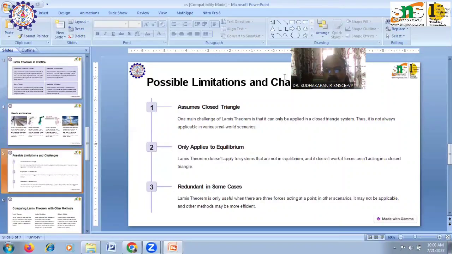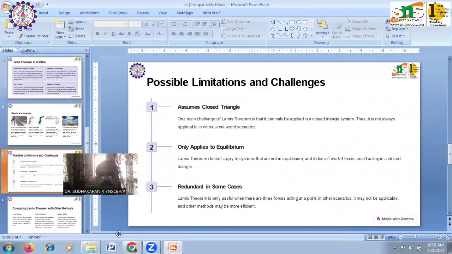Some of the possible challenges with Lami's theorem are that it assumes a closed triangle, so it can be applied only in the case of a closed triangle. Thus, it is not always applicable to various real-world scenarios. It is applicable only when the system is in equilibrium and the forces do not change. And in some cases, Lami's theorem is redundant. So these are some of the possible limitations of Lami's theorem.